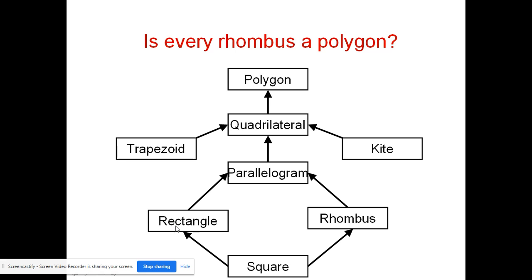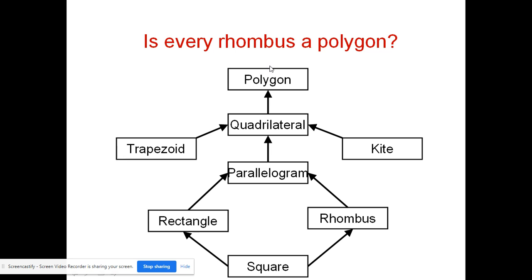To be a parallelogram means to have opposite sides parallel. The square always has that. To be a quadrilateral, see, we're moving straight on up, means a polygon with four sides. A square always has four sides, and it's a polygon, so it's a polygon too. So a square is all of these, all the way up to the top, all these classifications.